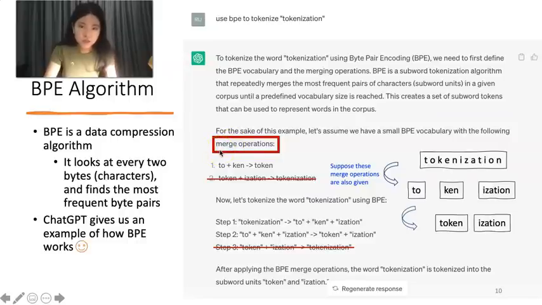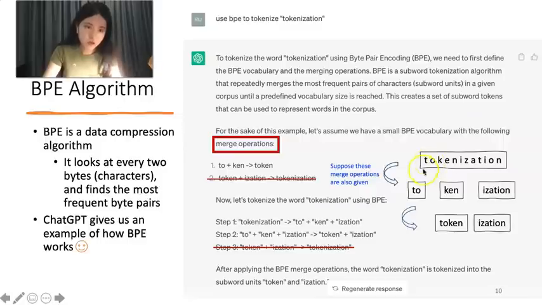For the merge operations, we have the first rule: "to" and "ken" become "token." And let's also suppose these other merge operations are given. For example, T and O become "to," and K, E, and N become "ken," and I, Z, A, T, I, O, N, after some more merge operations, will become "ization." And then this is how BPE works. We have this word, "tokenization," right?